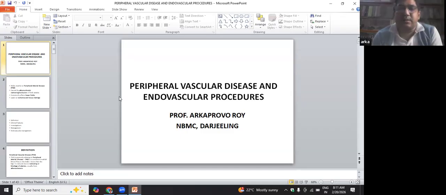To start with peripheral vascular disease and endovascular procedures, there are 2 to 3 types of diseases. Number one is atherosclerotic disease, then Burgess disease or thromboangiitis obliterans, and there is also Raynaud's disease. Now a term has come up, peripheral arterial occlusive disease, and also LEAD. LEAD is what is commonly termed nowadays as lower extremity arterial disease.